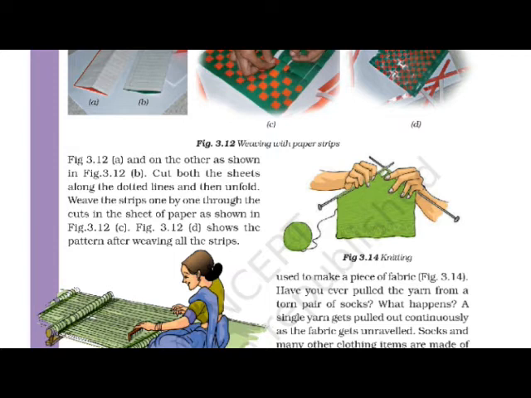Okay. So to understand activity number 5, just refer to the diagrams, figure 3.12, A, B, C and D. Just observe all these figures, so you can get the idea about it. In a similar manner, two sets of yarn are woven to make fabric. The yarns are much thinner than our paper strips.